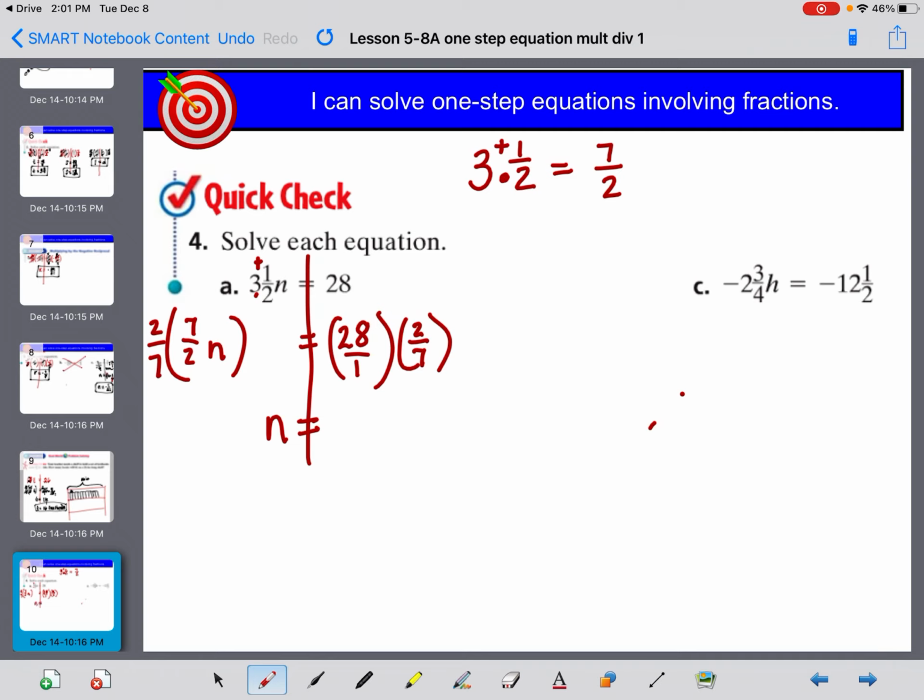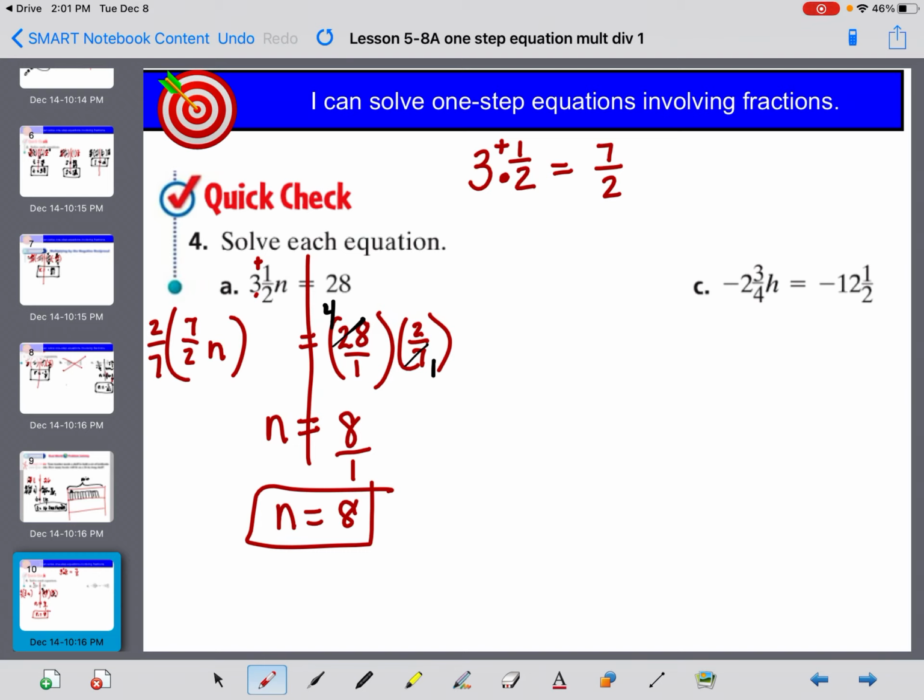N is remaining on the left when I multiply both sides by the reciprocal. 7 and 28 have a common factor of 7. 4 times 2 is 8. 1 times 1 is 1, but we call that just 8.